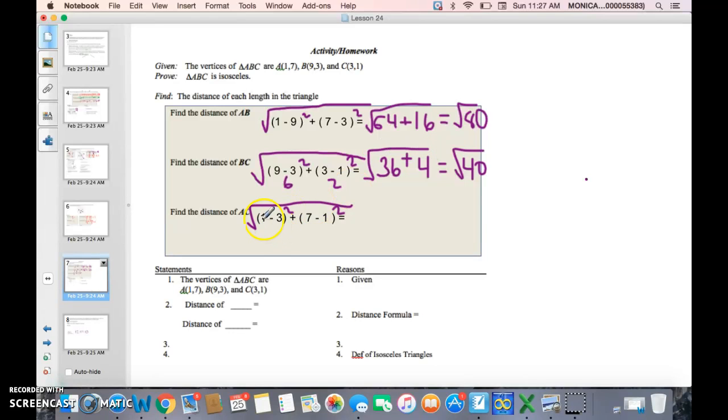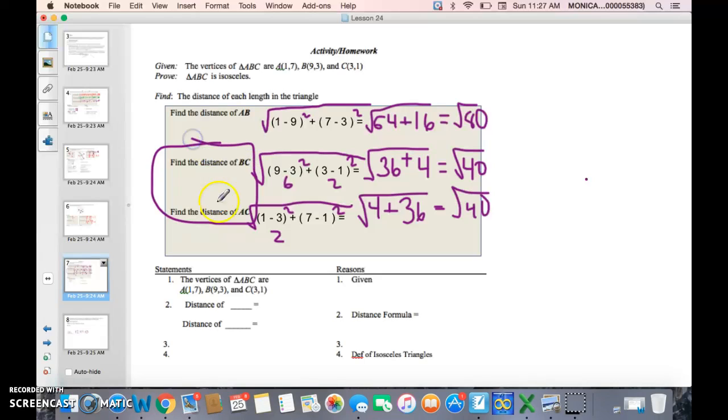All right. So here I've got 3 minus 1. Well, that's negative 2. 2 squared is 4. And then 7 minus 1 is 6. 6 squared. So this one is 4 plus 36, which is also 40. So that's going to be a square root of 40. And so I've noticed now that my two congruent sides are here and here. So yes, this is going to be an isosceles triangle because these two sides are congruent.